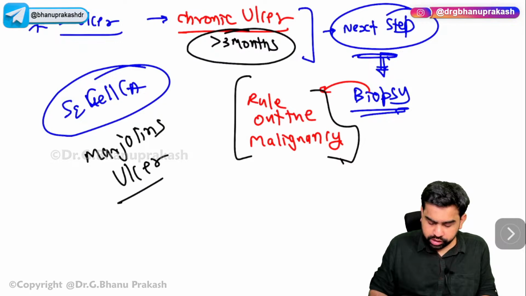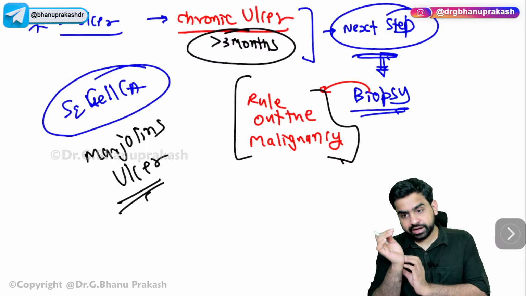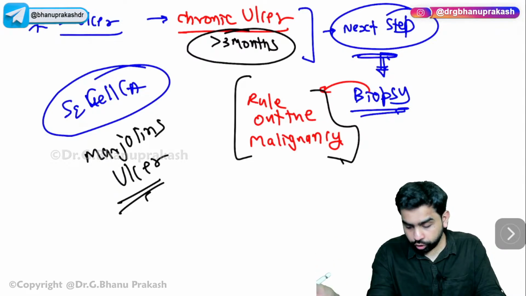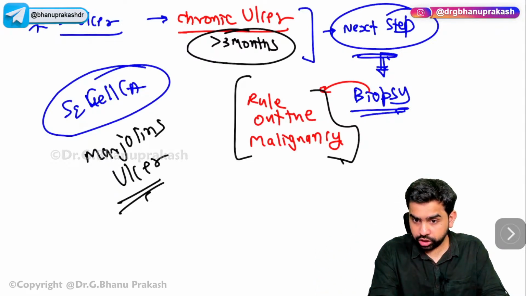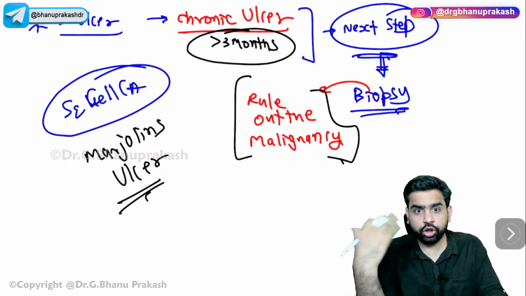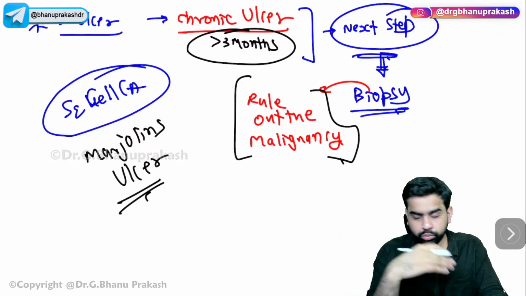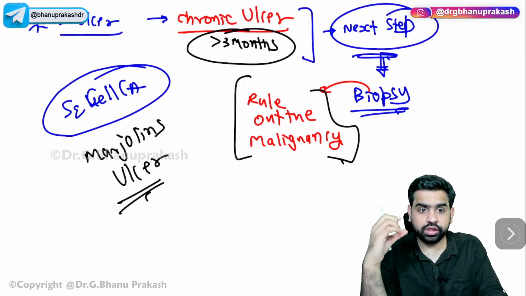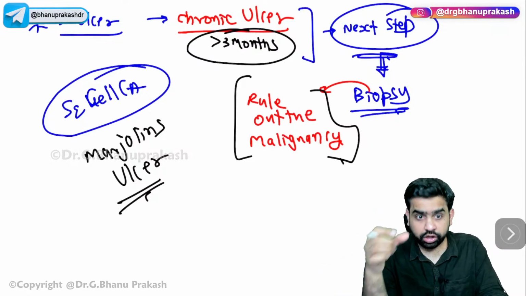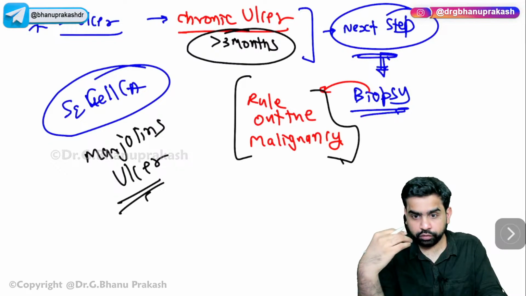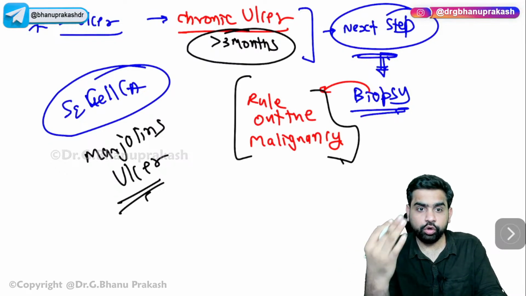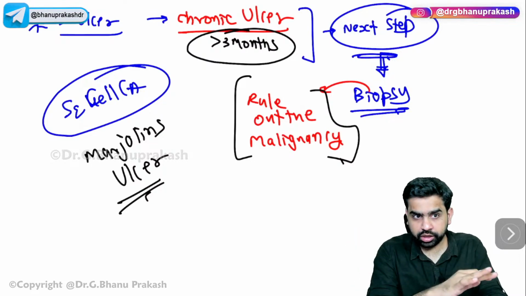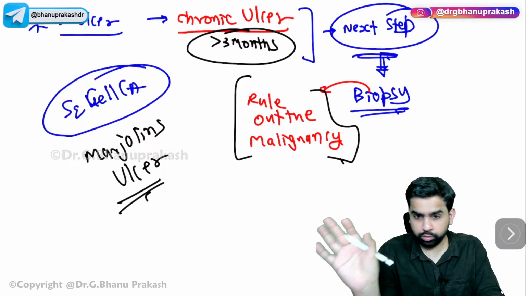So what is a Marjolin's ulcer? Marjolin's ulcer is basically a malignant ulcer which happens in patients who have a long-standing non-healing ulcer. Long-standing basically means a chronic ulcer for a period of more than 3 months. In these patients, there can be a development of a malignant ulcer, and if you take a biopsy of that, what you basically get is a low-grade squamous cell carcinoma. You understand my point? This is a Marjolin's ulcer. That's what you need to understand.